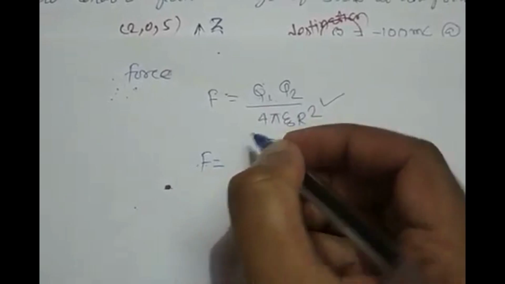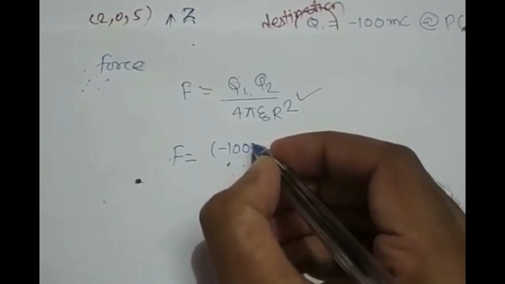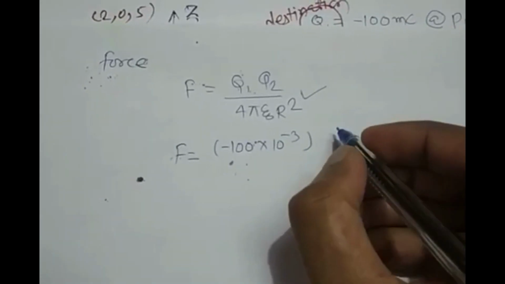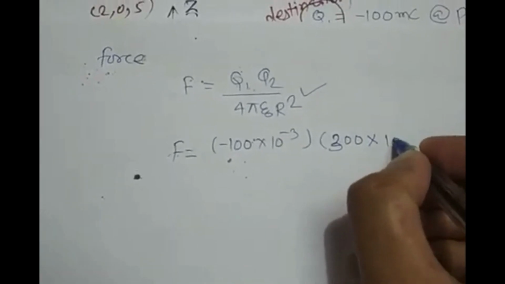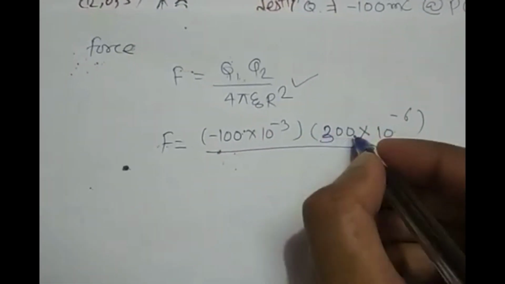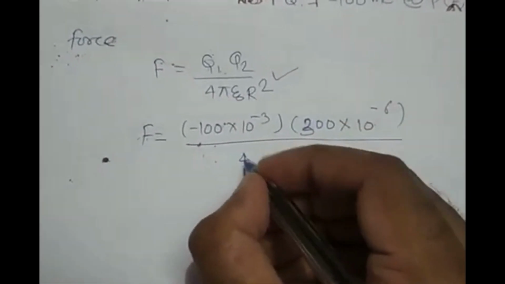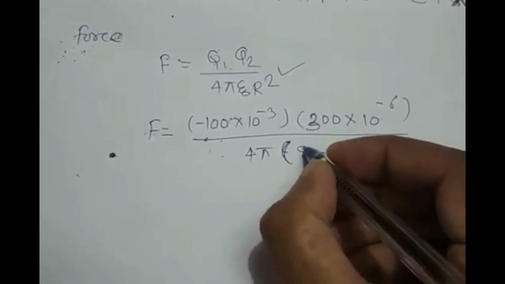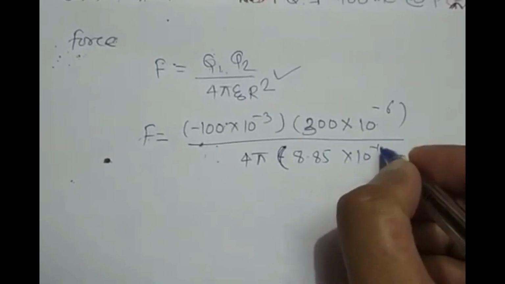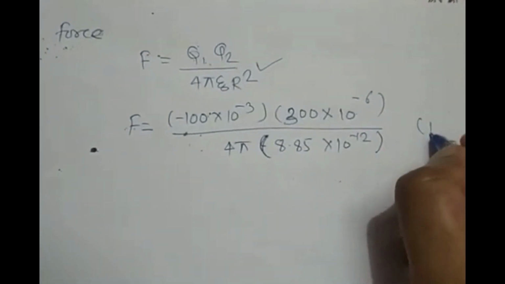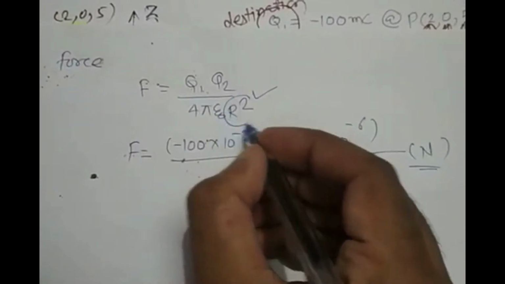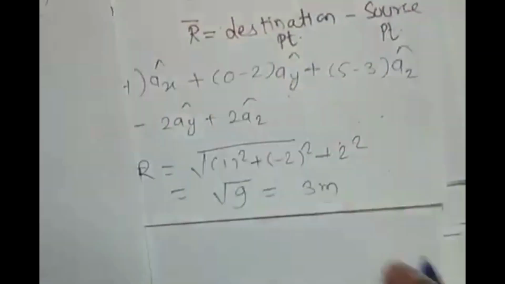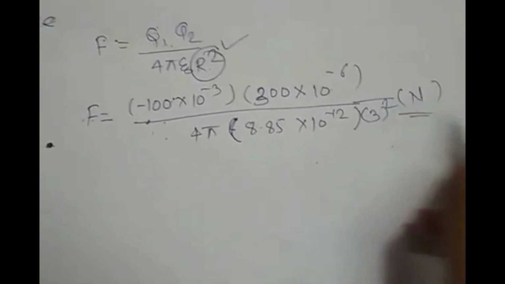Say force, Q1 we know it is minus 100 into 10 to the power minus 3, and Q2 is 300 into 10 to the power minus 6. So this is Q1, Q2, and 4 pi epsilon naught constant value is 8.85 into 10 to the power minus 12. The unit of force is newtons. And what is R? R calculated is 3 meter. So here we will get R square as 3 square.